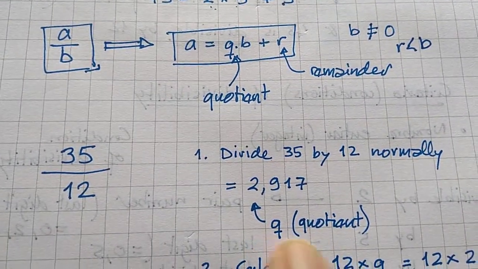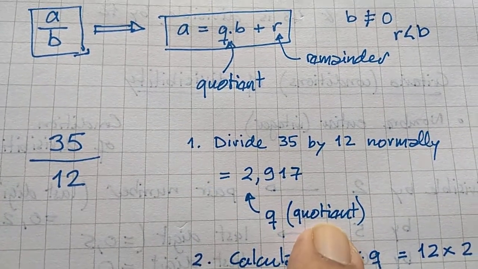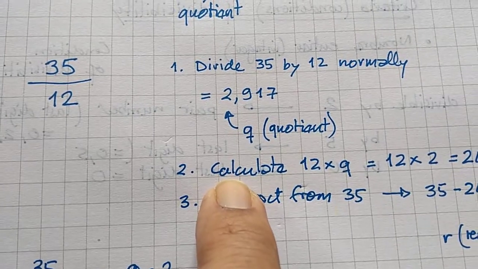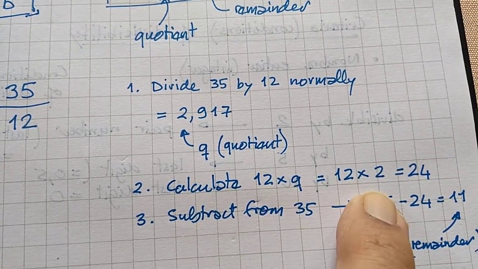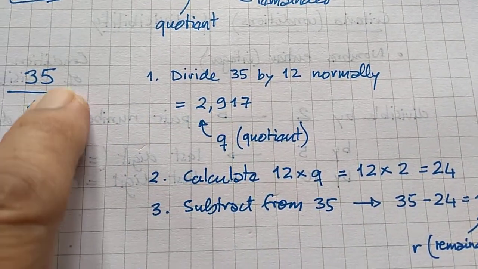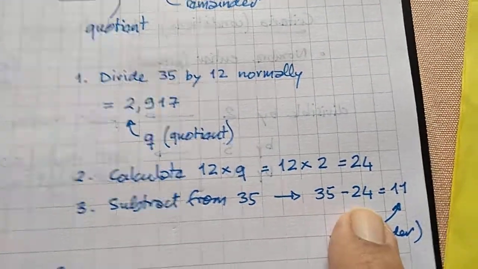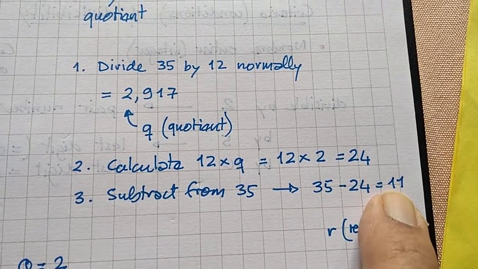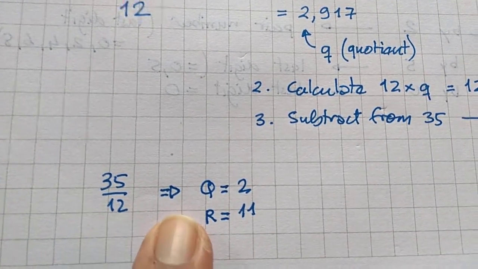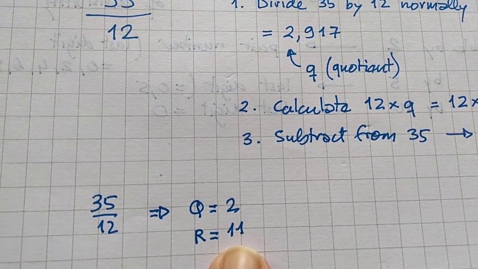So straight away you can say the quotient Q is 2. In French, it's pronounced quotient. So now we calculate 12 into Q, that is 12 into 2 is 24. So this accounts for 24 out of the 35. Subtract from 35, 35 minus 24, you get 11, that is the remainder. So 35 over 12 leads to a quotient of 2 and a remainder of 11.